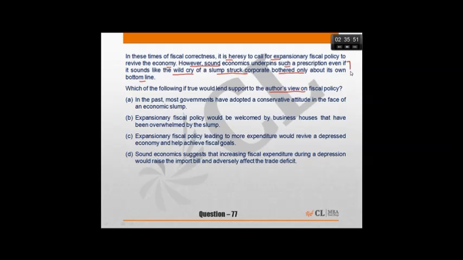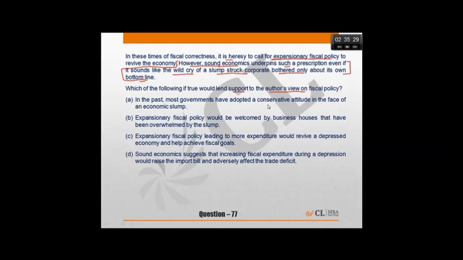This is the author's view. He says even though it is against the commonly expected thing from people, or what should normally be done, sound economics underpins such a prescription. That means the prescription, expansionary fiscal policy, to revive the economy. Which of the following, if true, would lend support to the author's view?